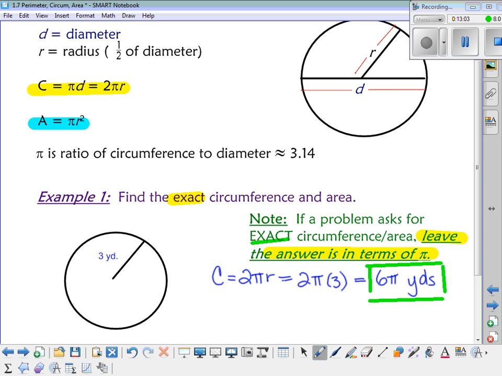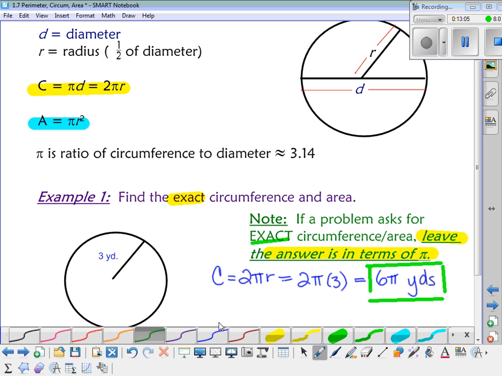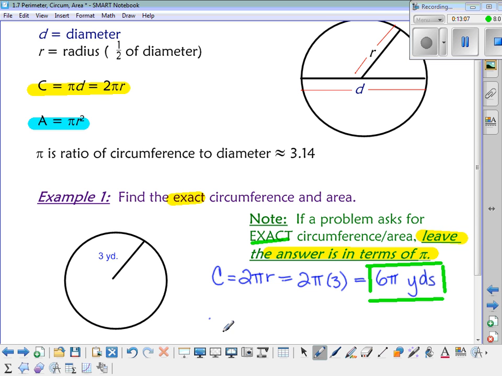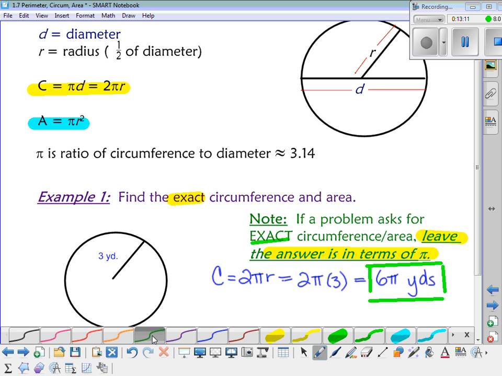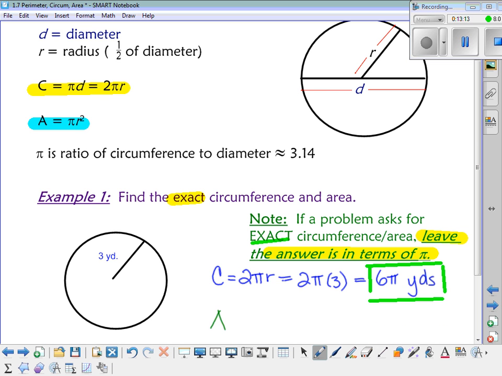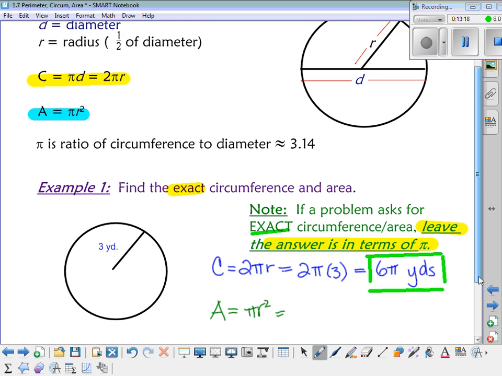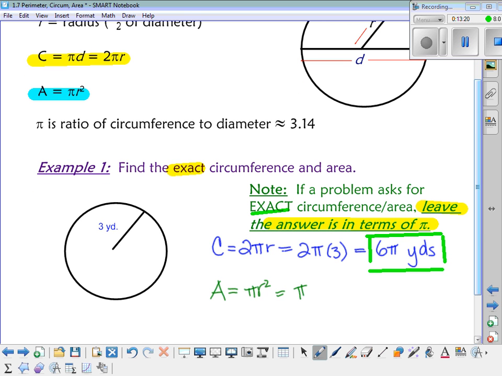And then to find the area, we're going to use pi r squared. So the radius squared, that's just pi times 3 squared, or 9 pi. The area would be 9 pi yards squared, or square yards.